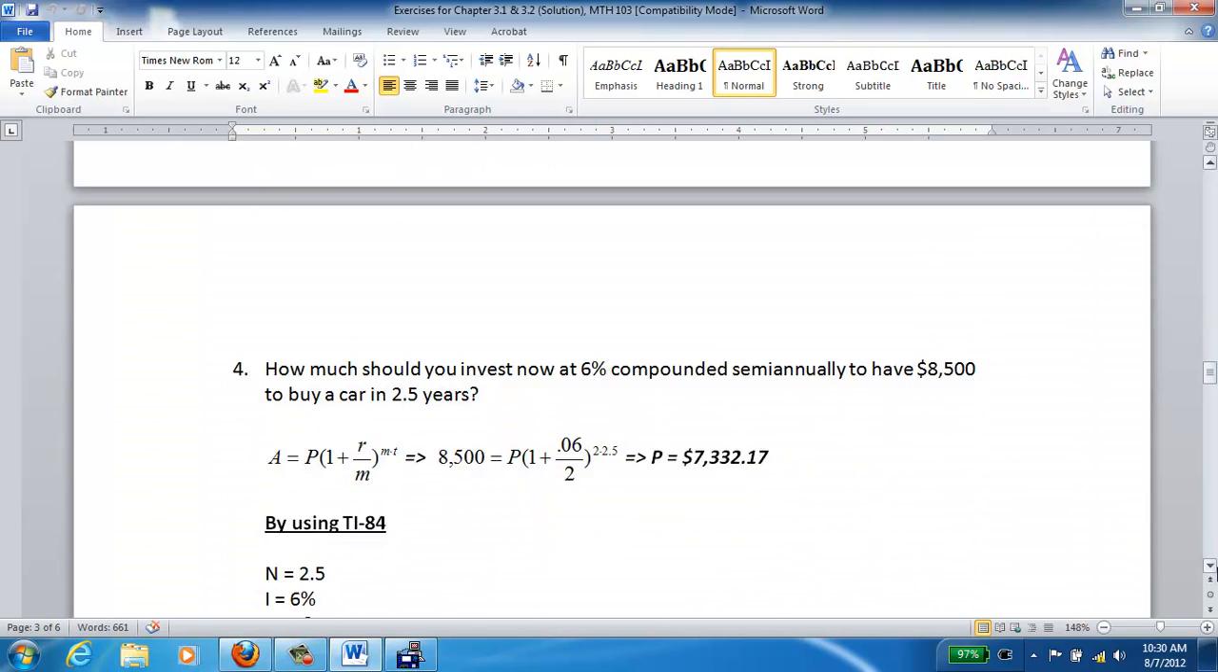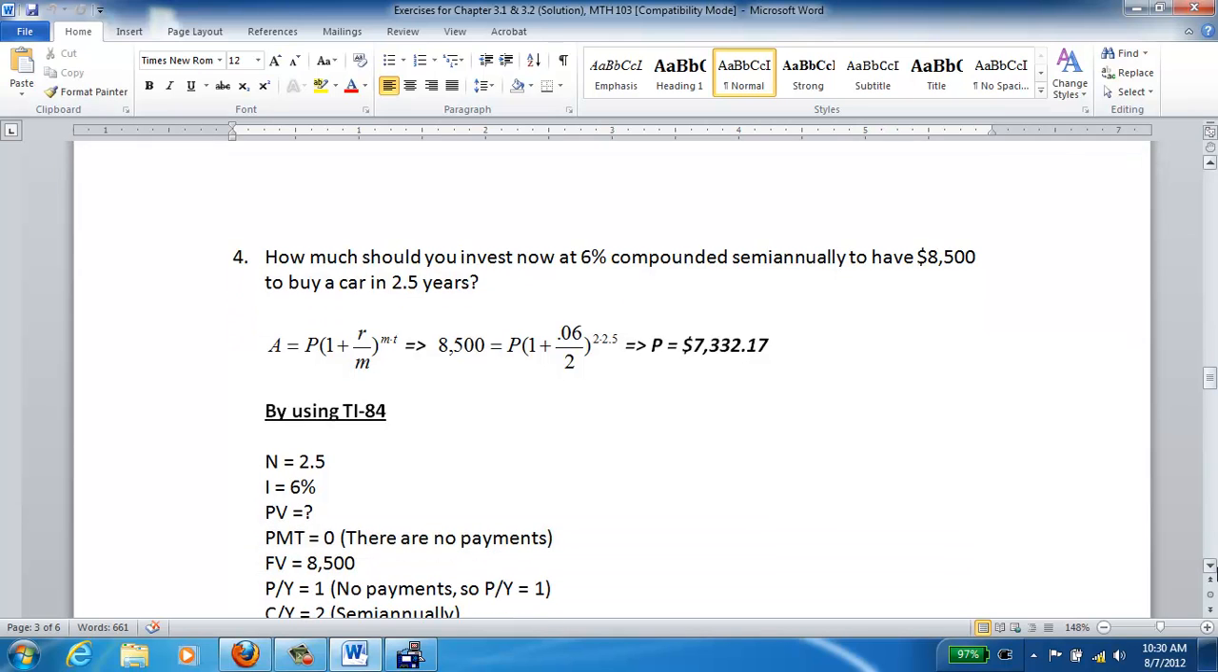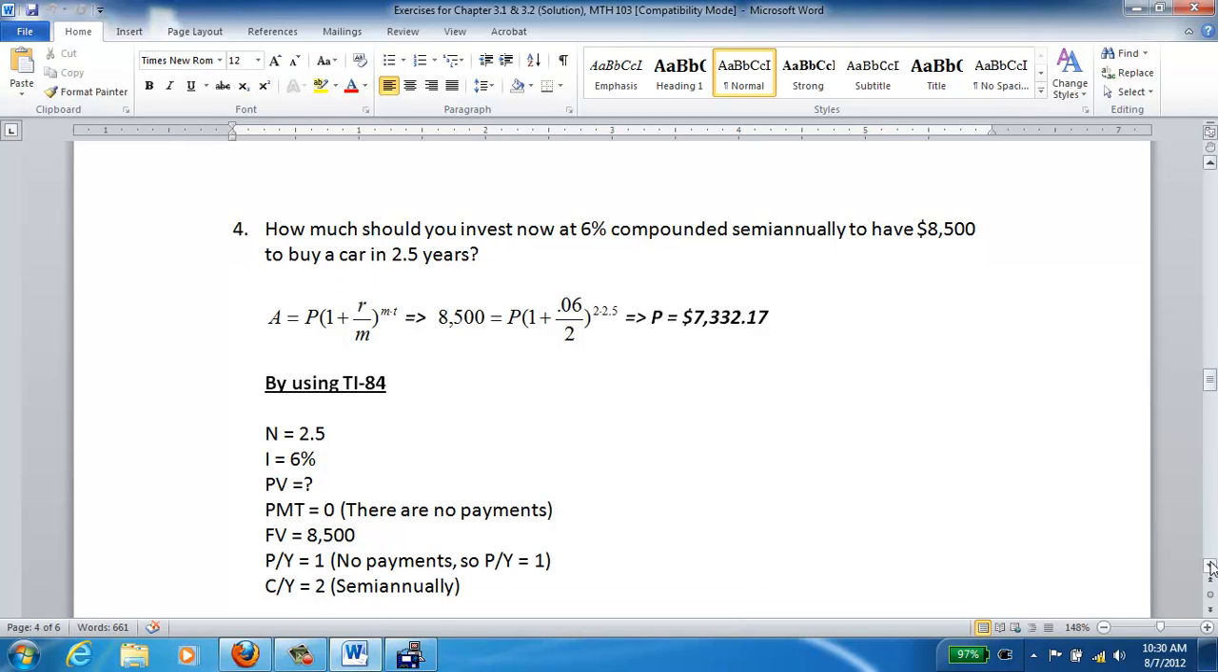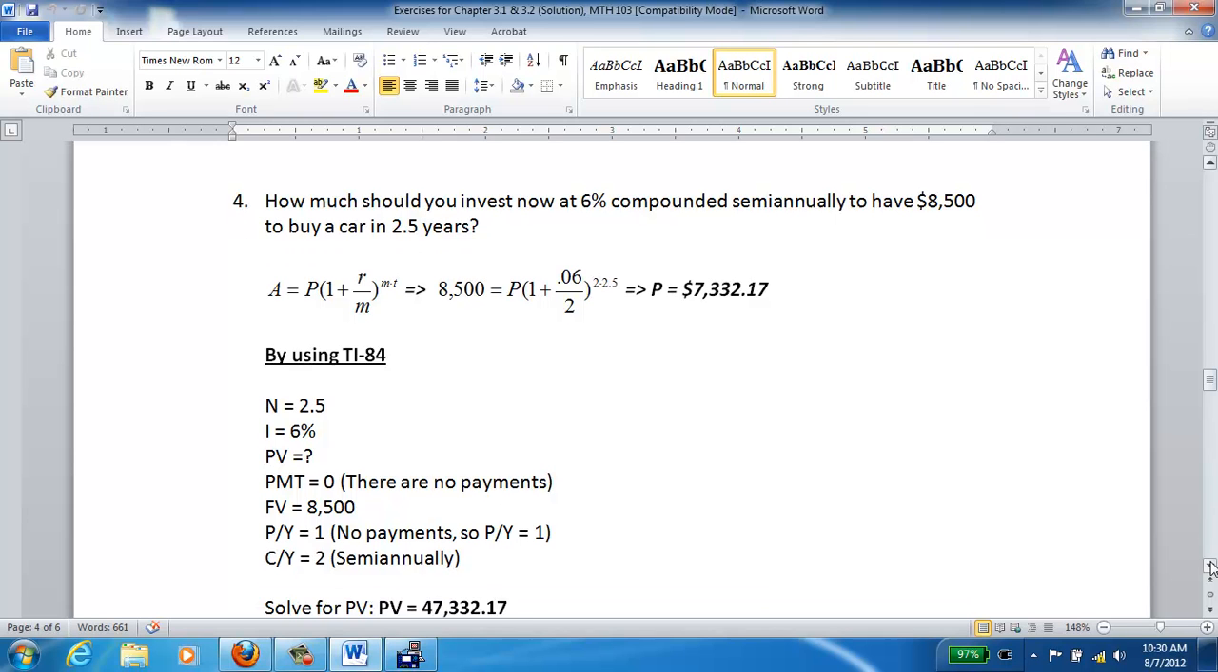Problem number 4. How much do you have to invest now at 6% compounded semi-annually to have 8,500 to buy a car in 2.5 years? In this case the keyword is now. That means that the unknown is going to be the present value. So you know the future value because you want to have 8,500. You know the N, you know the I. It's compounded semi-annually, so you know C/Y.